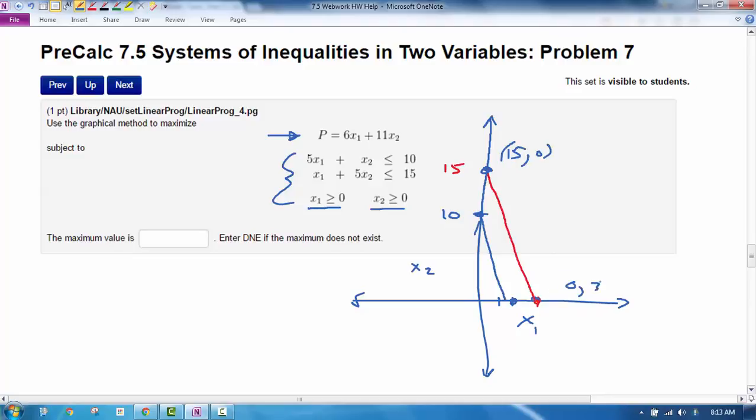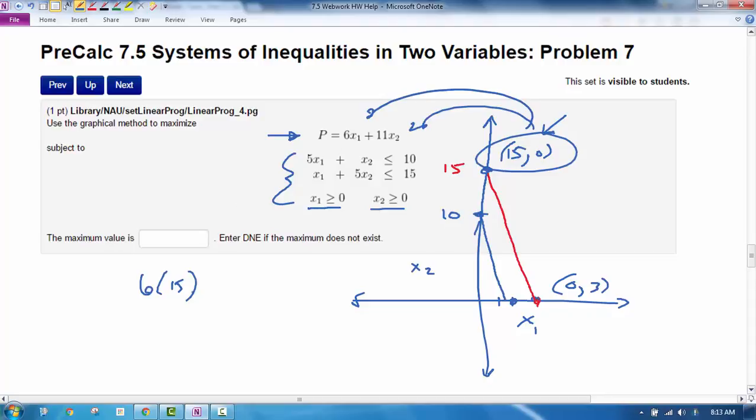And it's not hard to see that it's probably going to be this point up here. So 6 times 15 is probably bigger than 3 times 11. And it is. So that should be my answer if you plug in this point for x1, x2 for p. I'm sorry, this is supposed to be (0, 15), and this is supposed to be (3, 0). So this would be my point, (0, 15), which would be 11 times 15 when you plug it in, which gives you the answer.